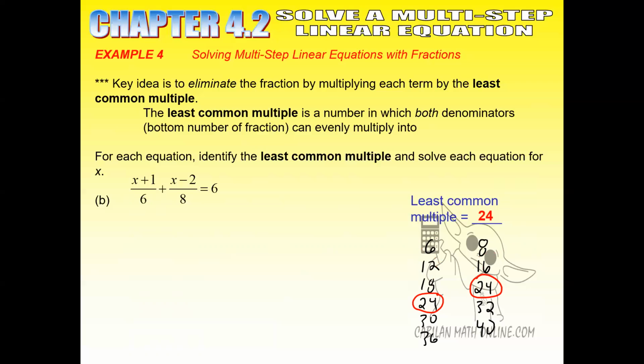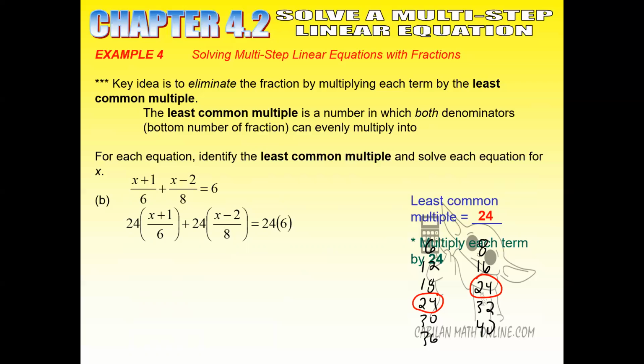Just like the previous example, now that we have a least common multiple of 24, we're going to multiply each of those terms by the 24. This is where it gets a little bit tricky. We're going to take that 24 and multiply it to the x plus 1, and we're going to multiply the 24 to the x minus 2, and we're going to multiply the 24 to the 6.